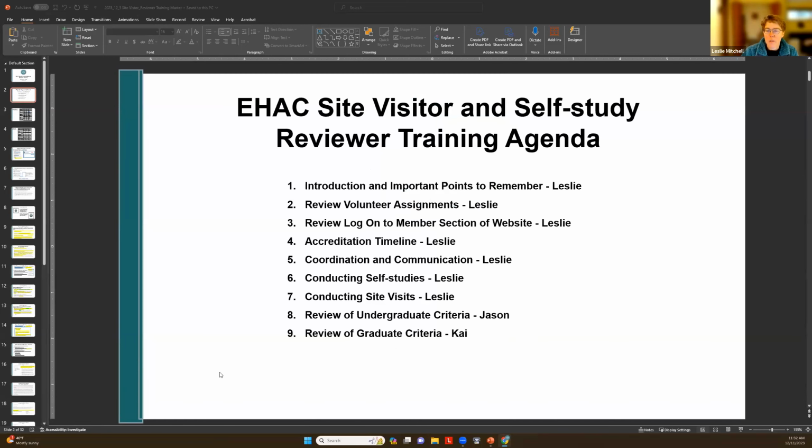So just moving on, we're going to go through an introduction and some important points that Tanya wanted to reiterate because she can't be here today. She had an unexpected meeting. Then we'll review the volunteer assignments, review the log on to the member section of the website, do the accreditation timeline, how the coordination and communication will work, conducting the self-studies and site visits. And then Jason and Tim will review the undergraduate criteria, and Kai will take a look at the graduate criteria itself, the meat of the whole thing.